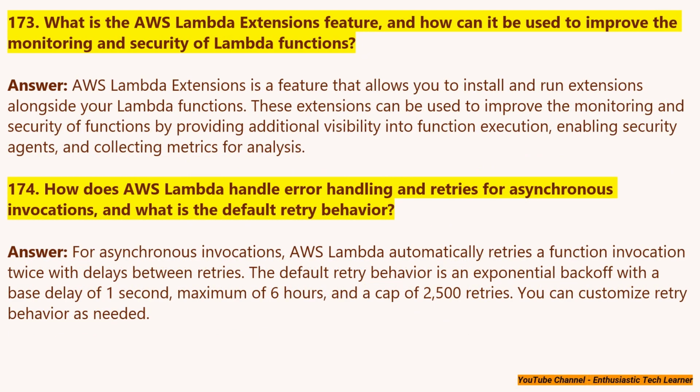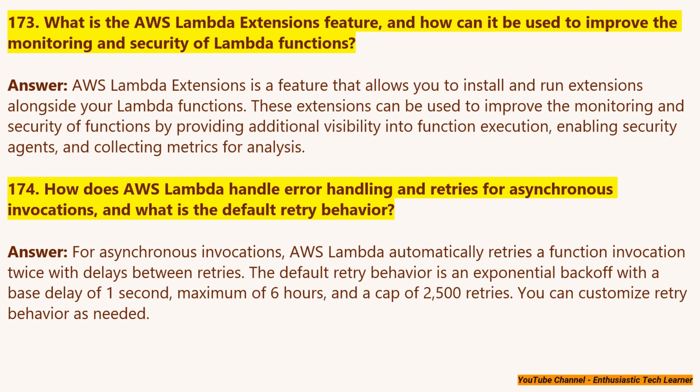What is the AWS Lambda Extensions feature, and how can it be used to improve the monitoring and security of Lambda functions? AWS Lambda Extensions is a feature that allows you to install and run extensions alongside your Lambda functions. These extensions can be used to improve the monitoring and security of functions by providing additional visibility into function execution, enabling security agents, and collecting metrics for analysis.